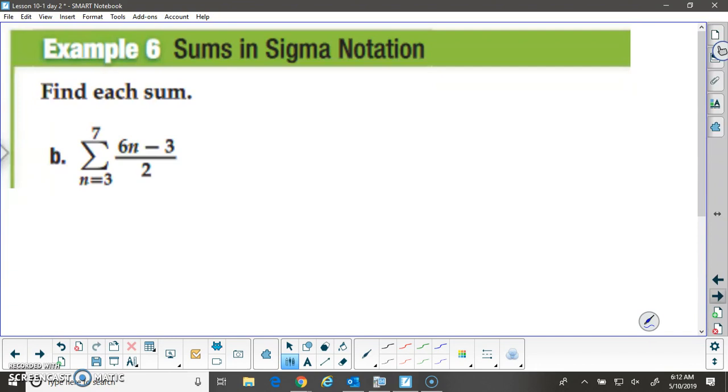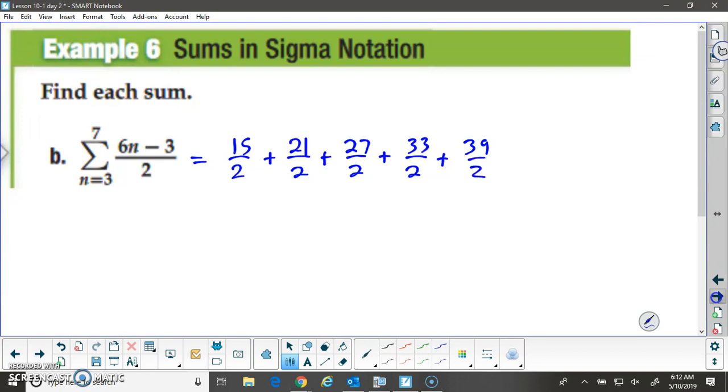Here's another example. This time you can see that our index starts with a 3. So our first term is found by putting 3 in. That'll give us 18 minus 3, which is 15 over 2. Now we put in a 4. That'll give us 24 minus 3 is 21 over 2. Now we put in a 5. That'll give us 27 over 2. Now a 6. That'll give us 33 over 2. Now a 7, which will give us 39 over 2. Then we stop because we've reached the limit of our summation.